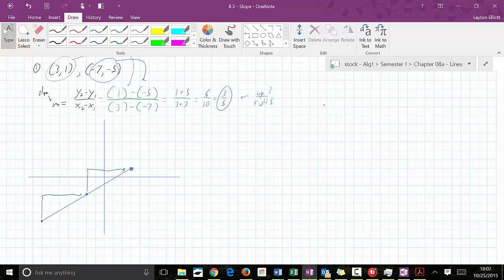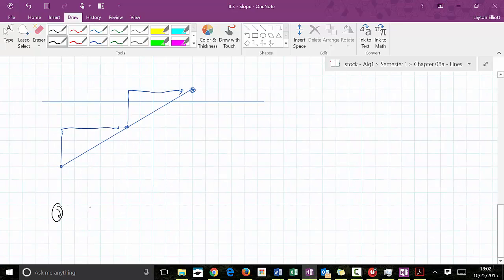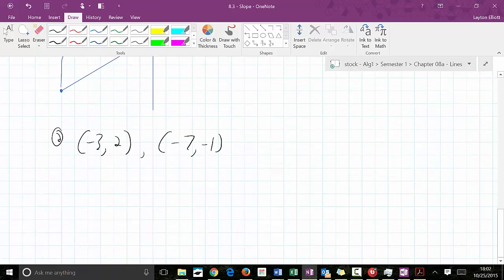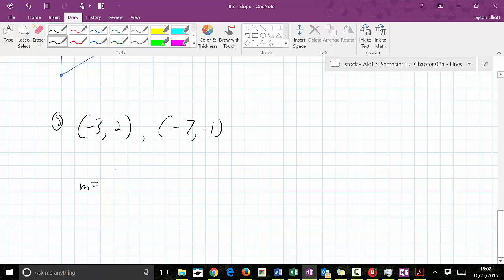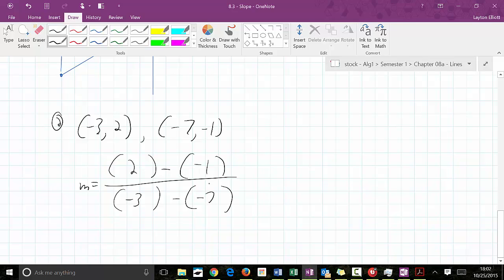So let's do some more points. Let's find the slope of -3, 2 and -7, -1. Same thing, I'm going to say slope is equal to something minus something over something minus something. And I'll take the first point and stick it in as -3, 2, and the second point as -7, -1. Then I'm going to simplify this. 2 minus a -1 is the same as 2 plus 1, and -3 minus a -7 is the same as -3 plus 7, and I get 3 over 4.